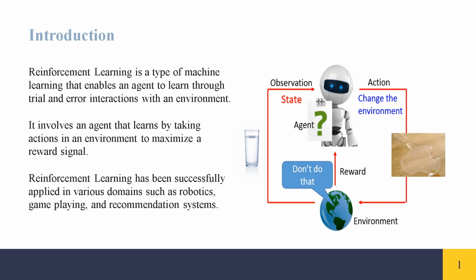Reinforcement learning is a type of machine learning that enables an agent to learn through trial and error interactions with an environment. It involves an agent that learns by taking actions in an environment to maximize a reward signal. Reinforcement learning has been successfully applied in various domains such as robotics, game playing, and recommendation systems.